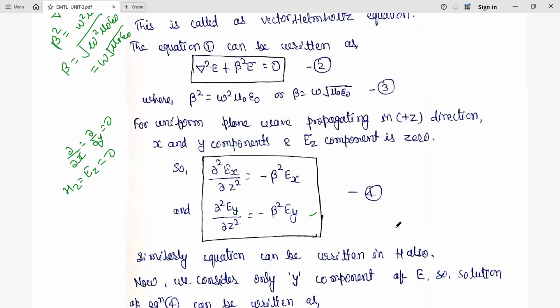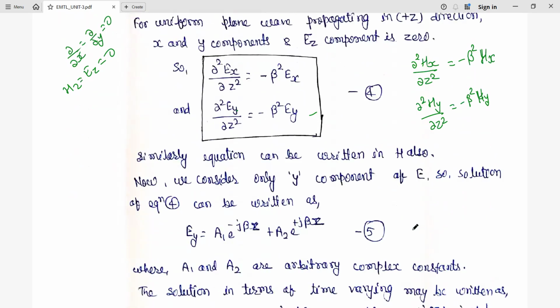We can write a similar kind of expression for the magnetic field also. So in case of the magnetic field, what do we have to write? Dou square Hx by dou Z square equal to minus beta square Hx. And in case of the y direction, we have dou square Hy by dou Z square equal to minus beta square Hy.